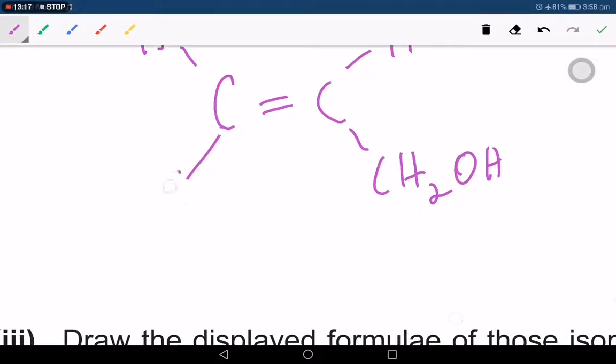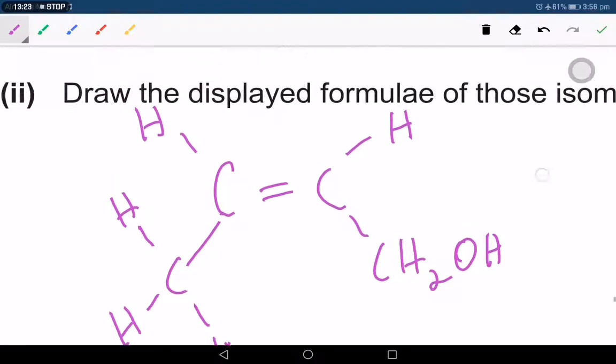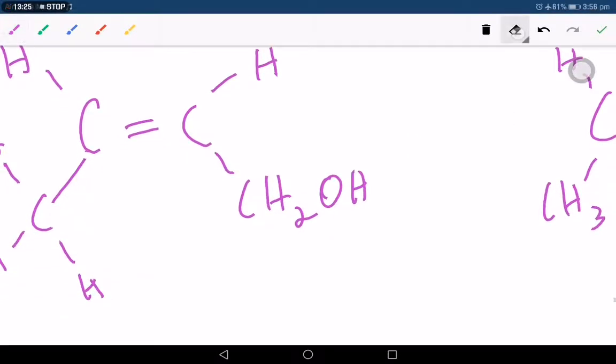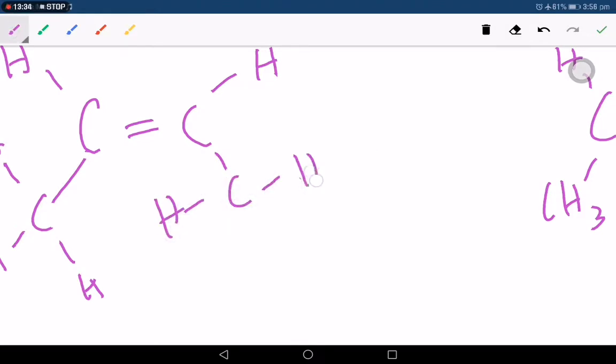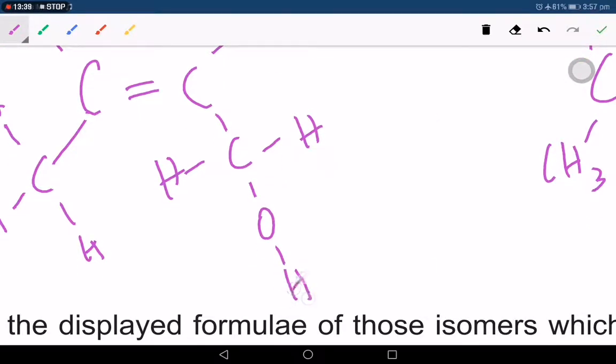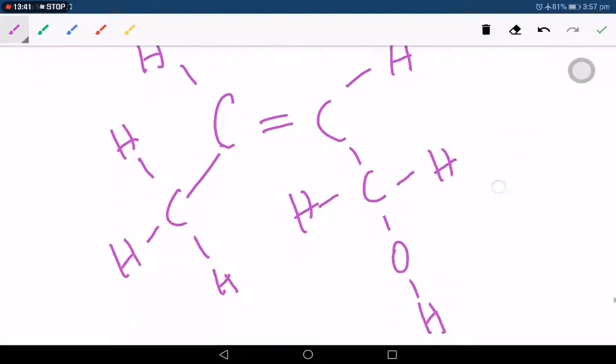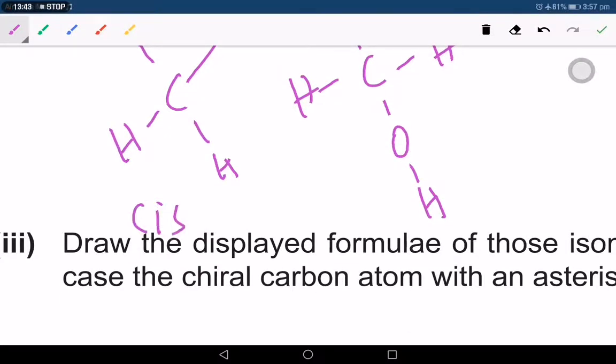So you had to draw this, and this, it was CH3, right? So H and H and another H. I know it's a very tiring job, but you have to draw it for your marks. CH2OH, CH2OH. So this is a cis isomer.